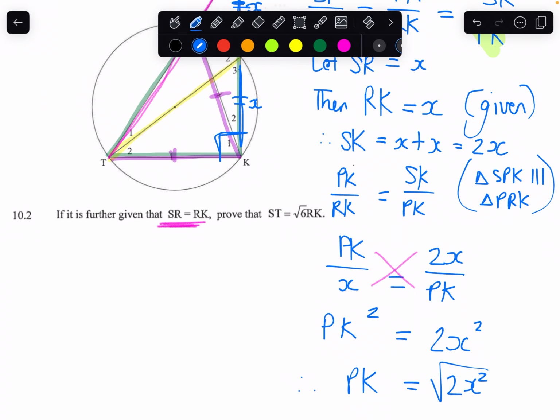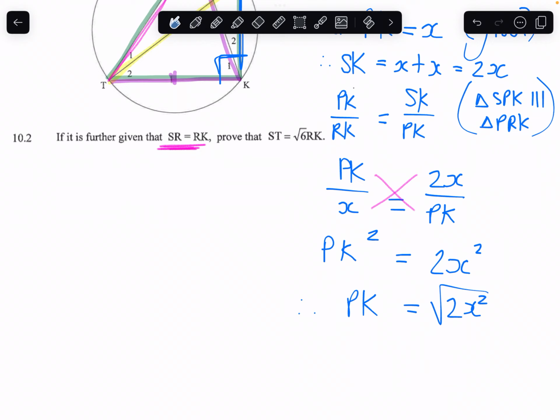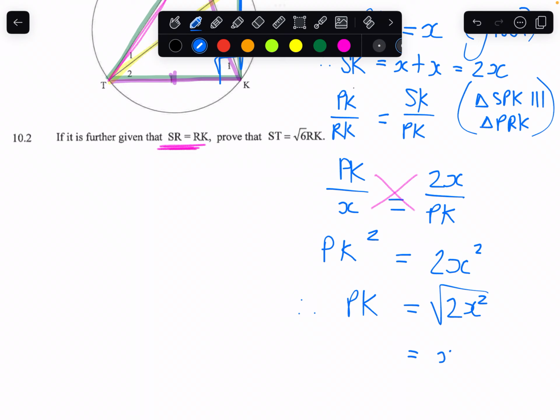And remember, it's always important to consider: do I need to consider the negative square root as well? In this case it doesn't make sense to, because we know that x is a positive number, because it's the length of a side, and therefore the overall square root also has to be positive. PK can't be a negative number because PK is the length of a side. So that would be x times the square root of 2.